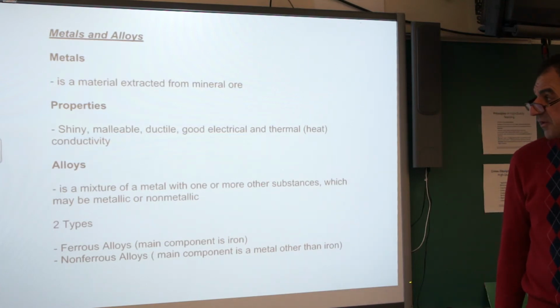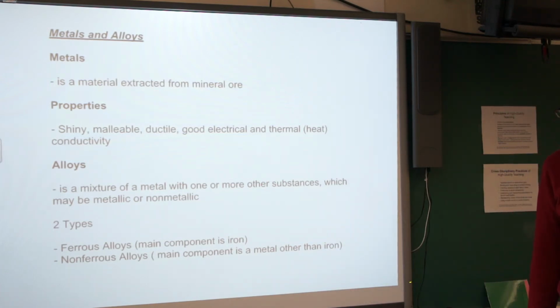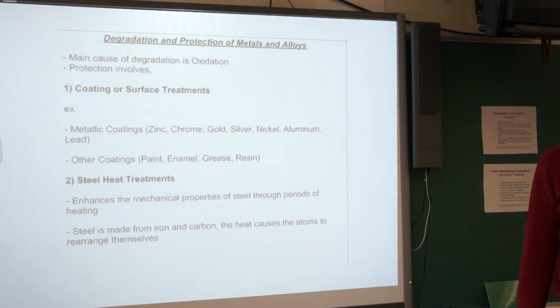Metals and alloys are extracted from mineral ore. They're shiny, malleable, ductile, and they're good electrical and thermal conductors. Alloys means they come from a combination of metals. They could be ferrous and non-ferrous.